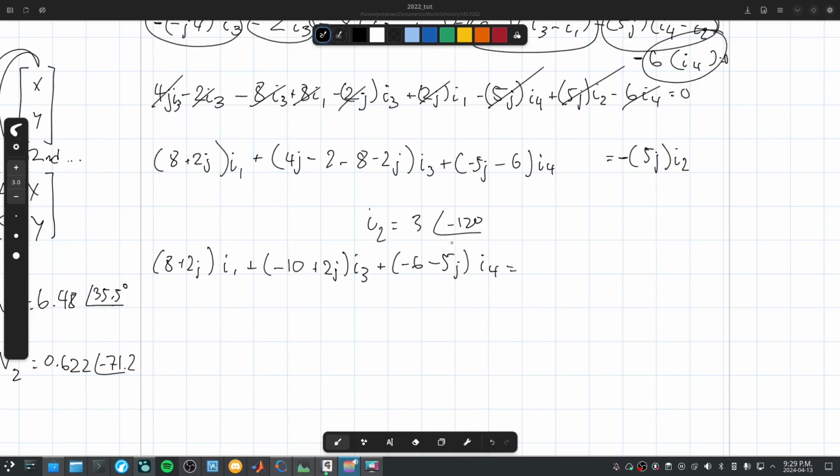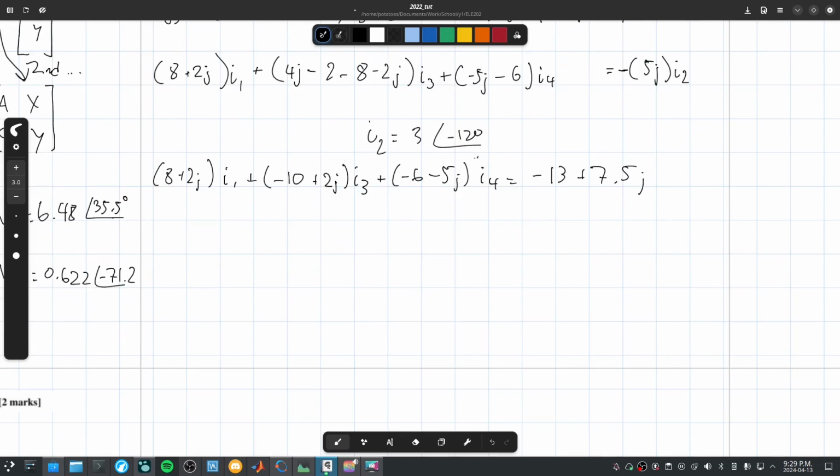So, anyway. If you put that into... You calculate this side, you get -13 plus 7.5j. Alright? -13 plus 7.5j. Yeah, that's right.